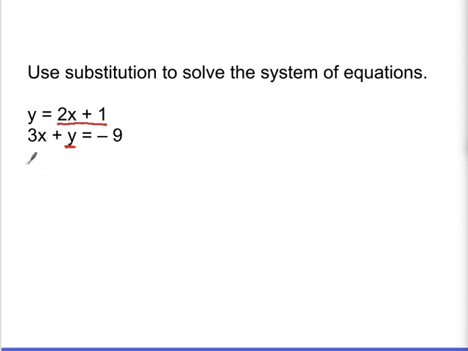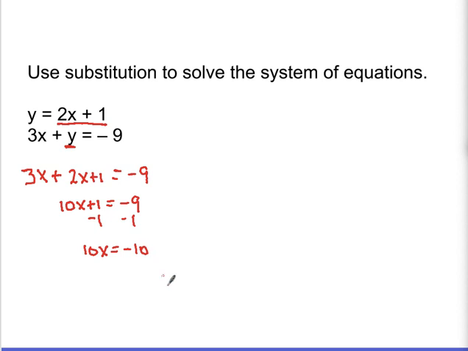So all I have to do is I'm going to use this equation to solve 3x plus, now I'm substituting 2x plus 1 in for y, plus 2x plus 1 equals -9. Okay? I can combine like terms. 3x plus 2x is 10x. And then subtract 1. So 10x equals -10.